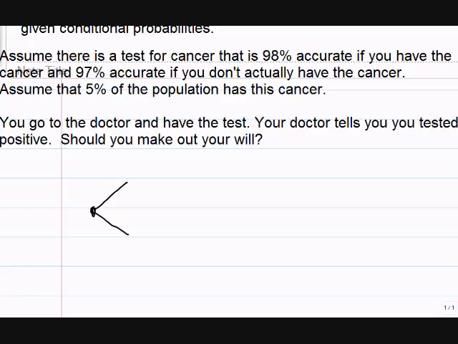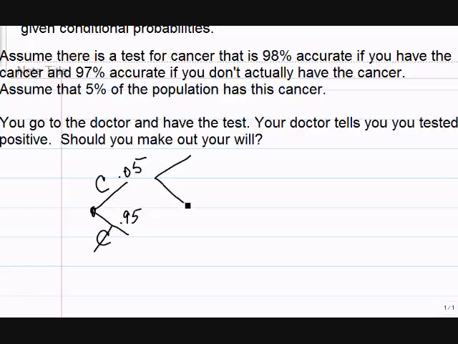And 5% of the population has the cancer, so I'm going to make one of the branches of my tree be cancer, and the other branch be no cancer, and I'm just going to put a slash through my C. Then I'll put a 5% with the C, and so how much of the population doesn't have the cancer? 95. Okay, we got that one pretty good.